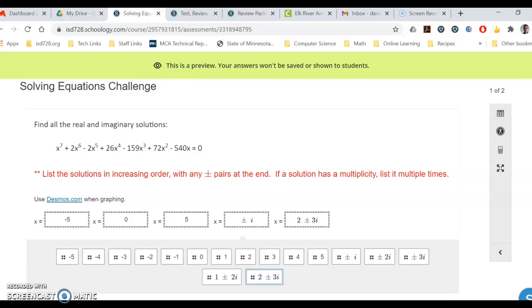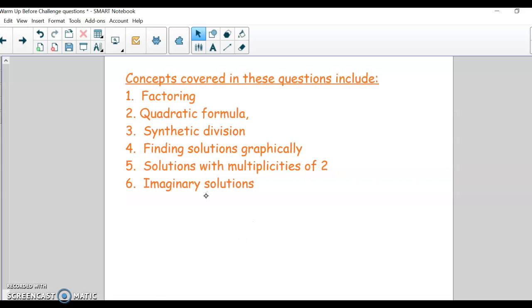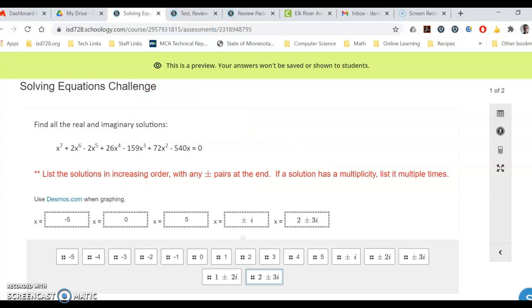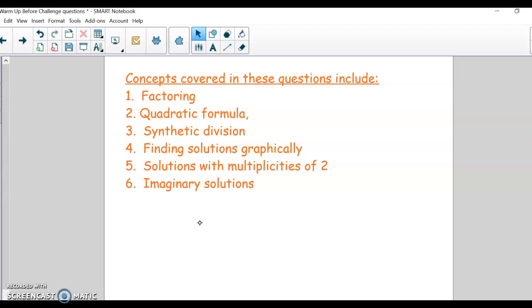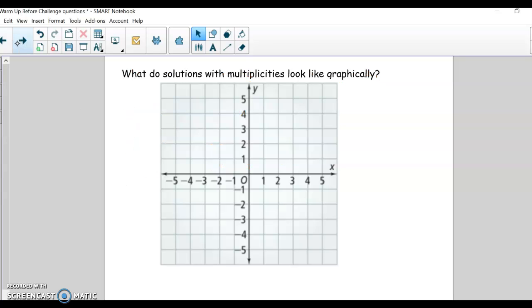To solve this x to the 7th, some of the things you can use are factoring, quad formula, synthetic division, and finding the solutions graphically, for which I would use the Desmos program. I think I put a link in there to Desmos. It's pretty hard to graph on a graphing calculator because the graph is so complex. So use Desmos to find some solutions that way. You'll also have some multiplicities and some imaginary solutions. A couple things to help with this.